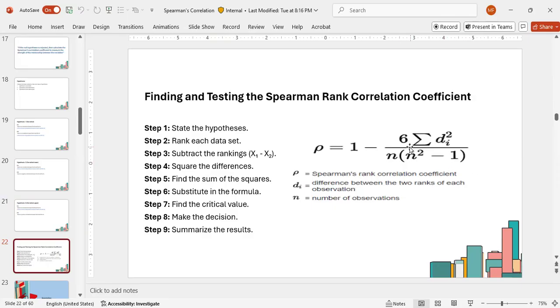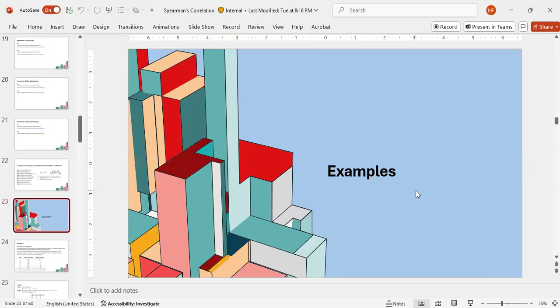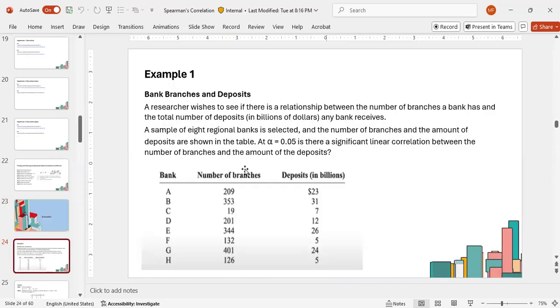This is again the formula for the Spearman ranked correlation coefficient. Rho or rs, whatever you want to write, is equal to 1 minus 6 sum of d squared divided by n into n squared minus 1. As I have already told, this rho is the Spearman ranked correlation coefficient. di or d is the difference between the two ranks of each observation, and n is the number of observations. We are going to find these ranks. I'll tell you how we calculate these ranks and how we find the differences in the next slides by considering these two examples. This is the first example.